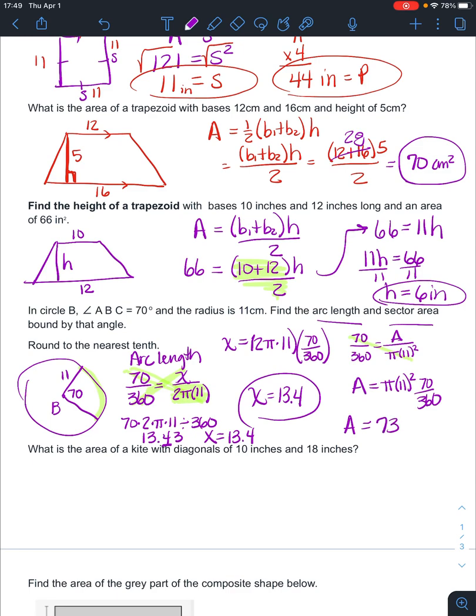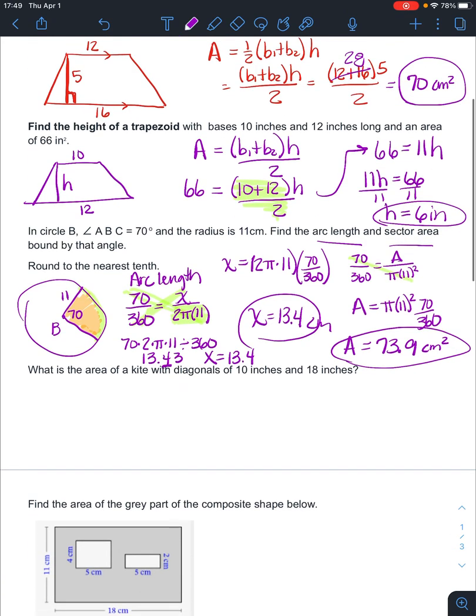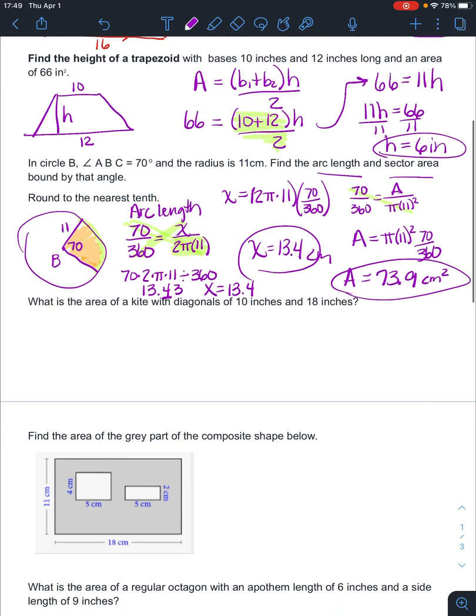You get that the area of that sector is 73.91, which means it is 73.9 inches or centimeters squared, rounded to the nearest tenth. So we get this area is 73.9, and then that little green arc is 13.4 centimeters long. Okay, so that is your arc length and your sector area using either proportions or the formula.